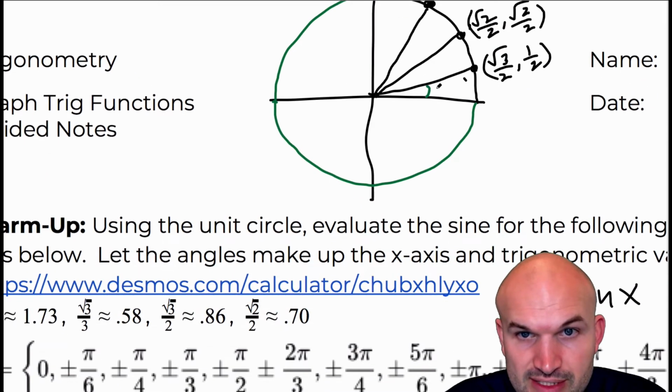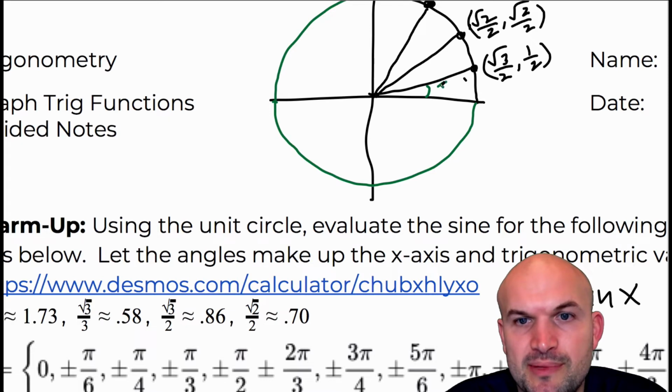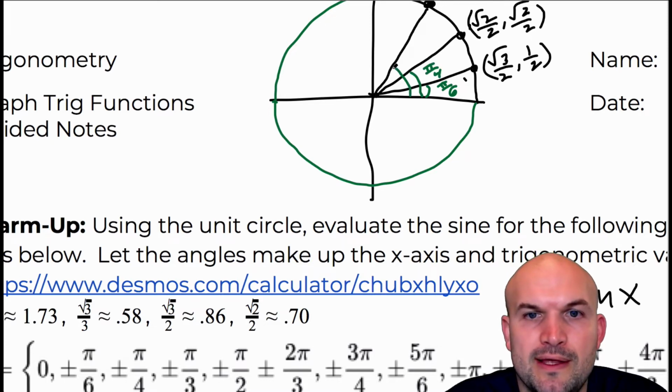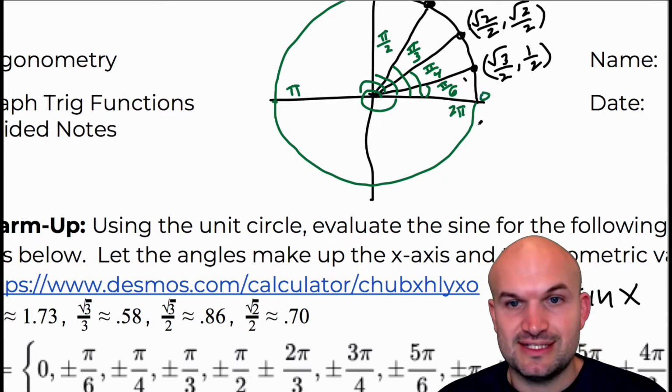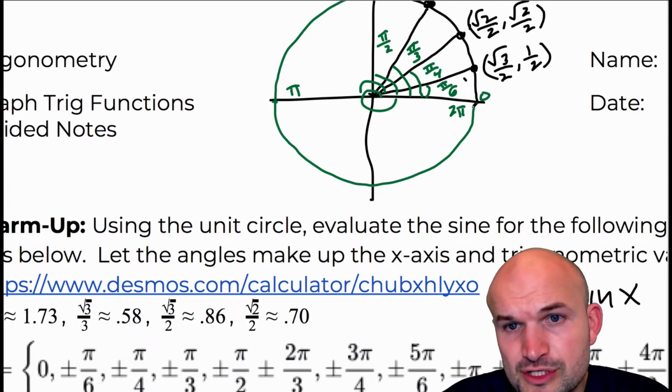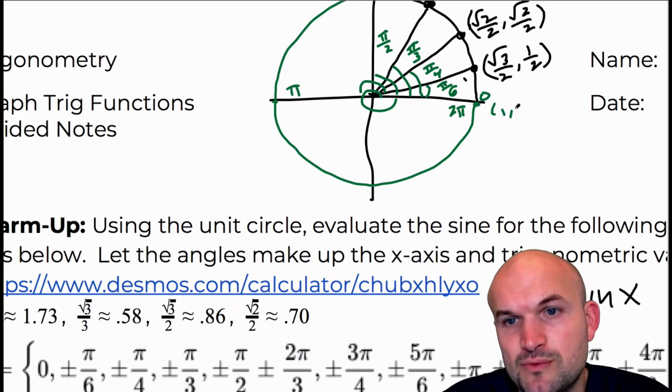Let me write in these angles. That's going to be pi over 6. This would be pi over 4, and this one would be pi over 3, and let's do this one as pi halves. And then just remember, this is going to be pi. All the way around the circle would be 2 pi, and if you don't go anywhere, that's 0. And remember, this is the unit circle, so this point is 1, 0.